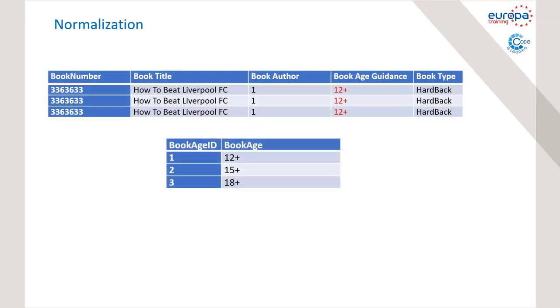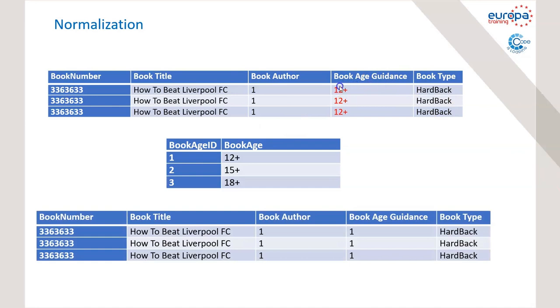Now we need to look at the age range. Again, this is not unique. Many books could have the age range 12 plus. So we need to create a new table called book age. Create the primary key, go back to our original table, put the foreign key in.